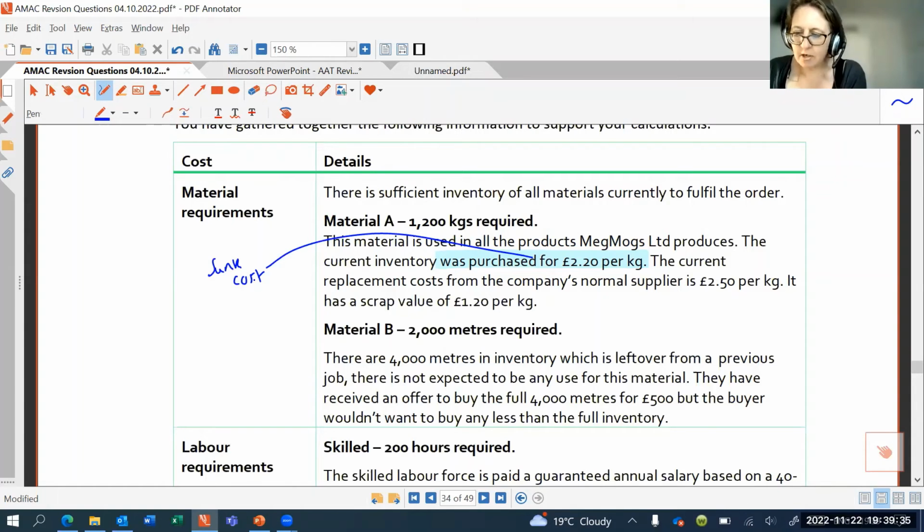The current replacement cost from the company's normal supplier is £2.50 per kilogram. So that is cash. I'd have to pay for it. It's future, because I haven't got it yet. I'd be paying for it if I decide to go ahead with this bespoke contract. And it's incremental. I'm only going to buy it if I decide to take on this contract. Scrap value is completely irrelevant because I'm not going to be scrapping it. I'm not going to be scrapping anything. I'm actually trying to buy more because I want to undertake this new project. So I think the relevant cost is going to be 1,200 kilograms, and they're going to cost me £2.50 each.